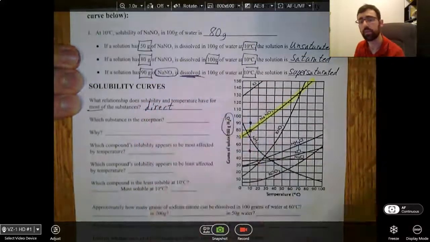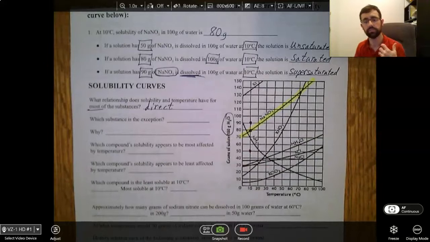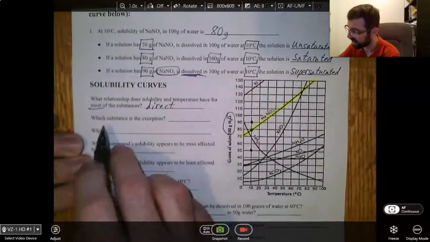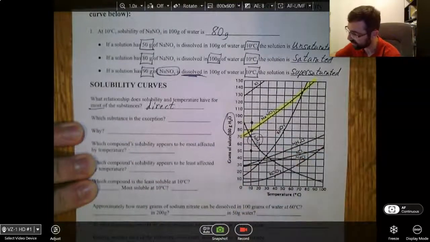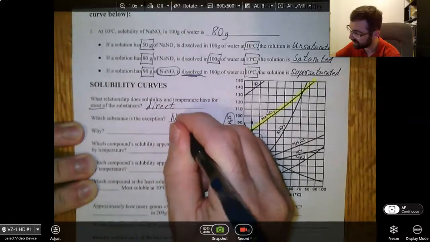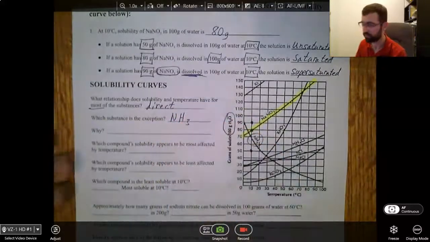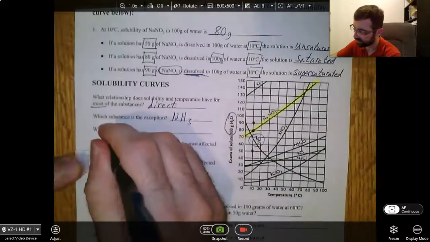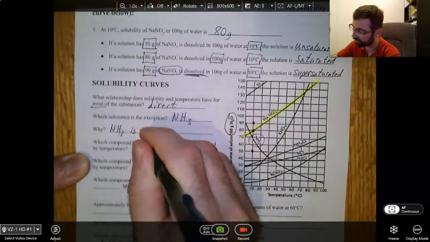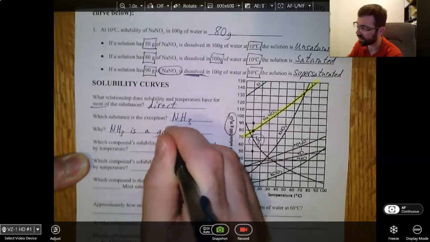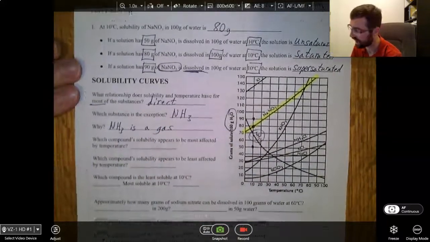That means that they're probably what state of matter? Solid. Okay. Which substance is the exception? NH3 is the exception. Why do you think that is? If you said it already, it's because NH3 is a gas.